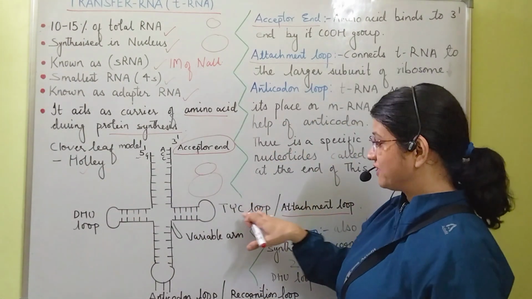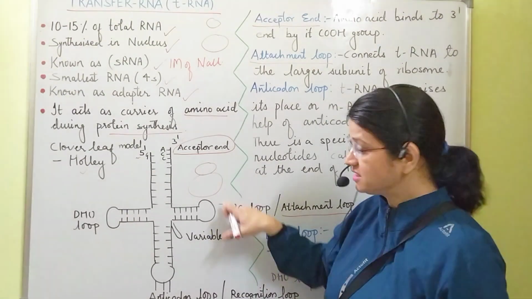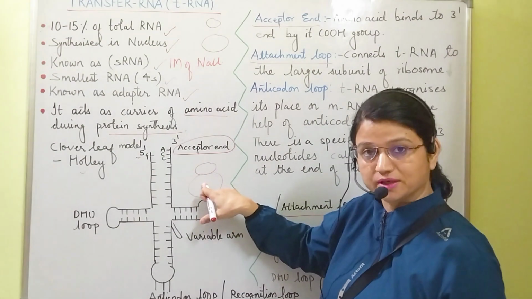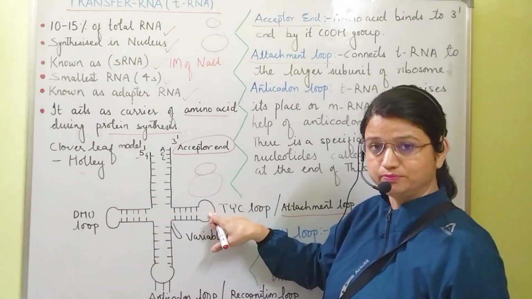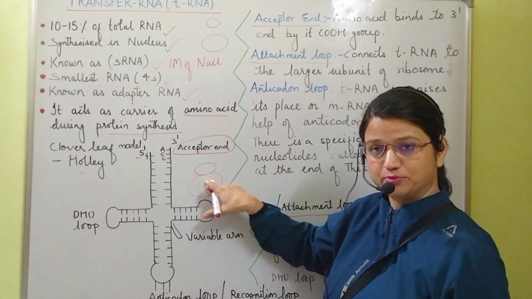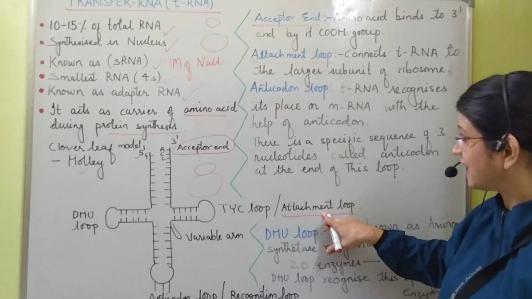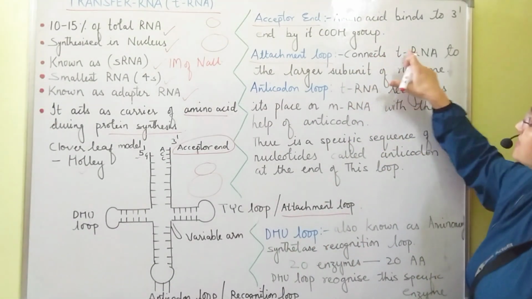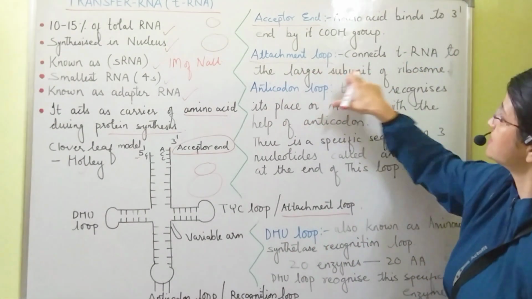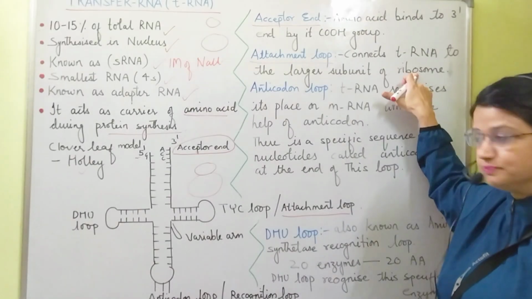They remain free, but during protein synthesis they will unite. So here we can say this is the smaller subunit and this is the larger. So here what will happen? The ribosome will bind with its larger subunit. tRNA will bind to the ribosome with its larger subunit. Which loop? It is the T loop, or we can say the attachment loop. It connects tRNA to the larger subunit of the ribosome.